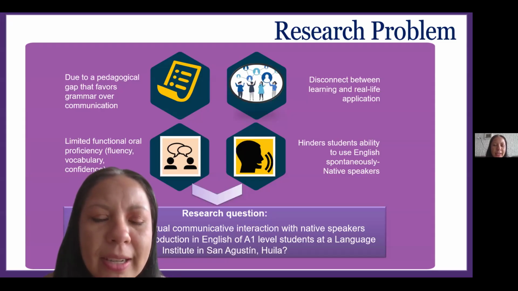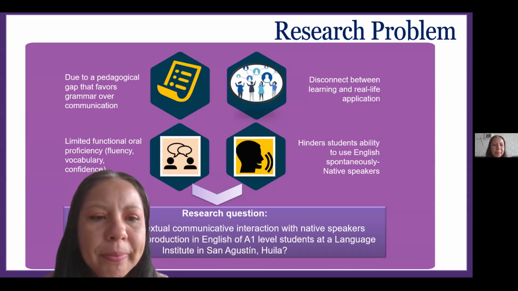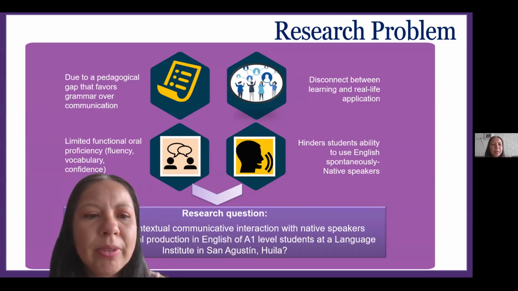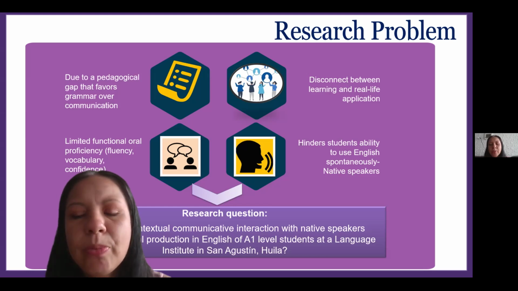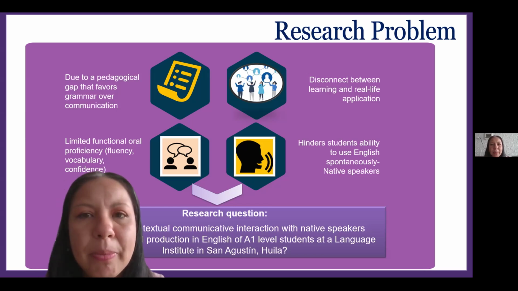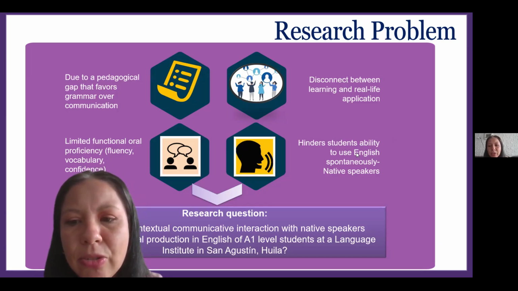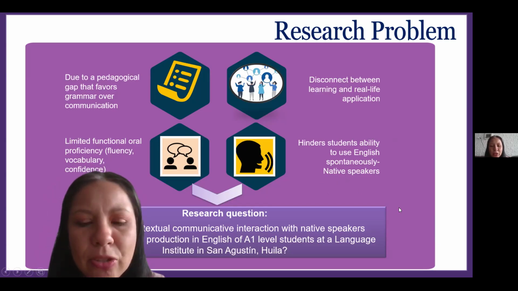Due to a pedagogical gap that favors grammar over communication, functional oral proficiency, fluency, vocabulary, and confidence are limited, because there is a disconnection between learning and the real-life application of the language. So this hinders the students' ability to use English spontaneously with native English speakers.